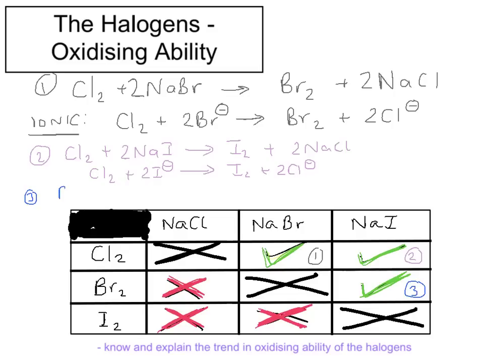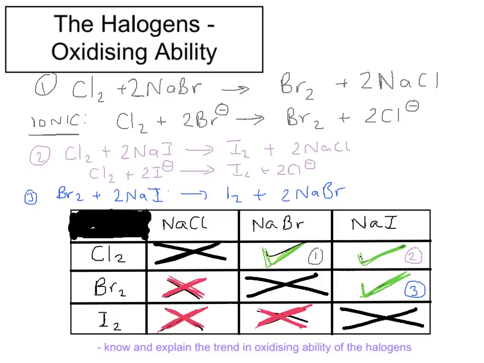And then this third reaction was Br2 reacting with 2 NaI, going to make I2 plus 2 NaBr. Again, you could write an ionic equation for that, and you can do that yourselves if you wish.